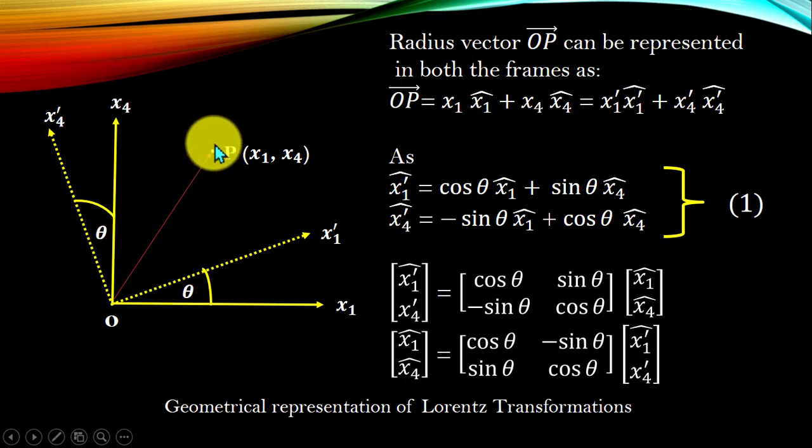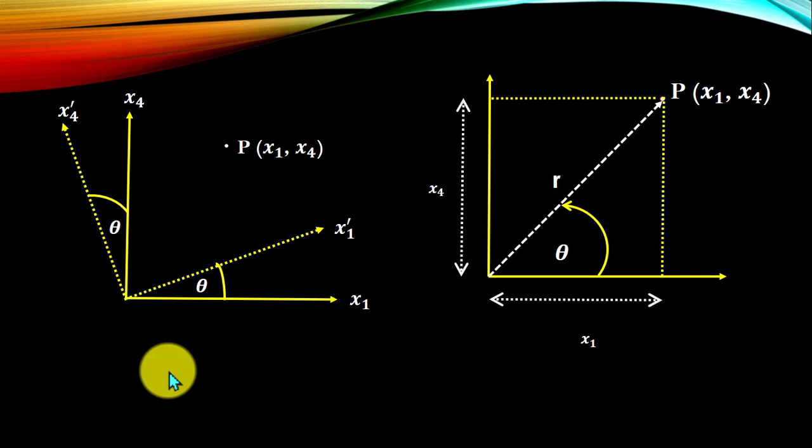So before considering this, we are just going to create a transformation equation for any particle to move from one frame of reference to another. Suppose its coordinates are given to us in the x1, x4 frame of reference, and we have to find its coordinates in the x1 prime, x4 prime frame of reference. So we are going to set up a transformation equation for this. Before considering that, let us consider another example.